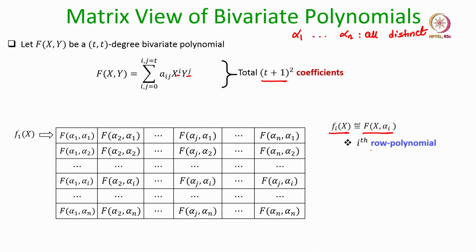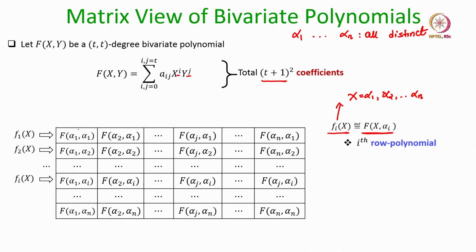I will often call it the ith row polynomial, because when I evaluate this polynomial f sub i x at x equal to alpha 1, alpha 2, ..., alpha n, I get the values along the ith row in this matrix. Well, this is not a matrix in the true sense, but we can imagine it as a matrix with n rows and n columns. And what I am claiming here is that if I focus on the values along the ith row, then all of them lie on the univariate polynomial f of x, alpha i, which I denote as f sub i x.